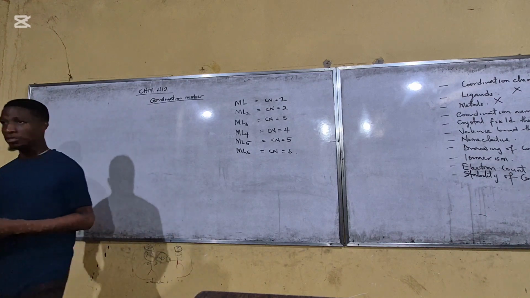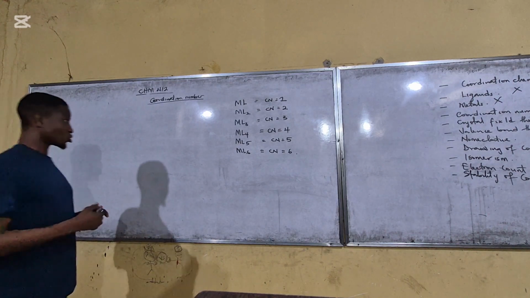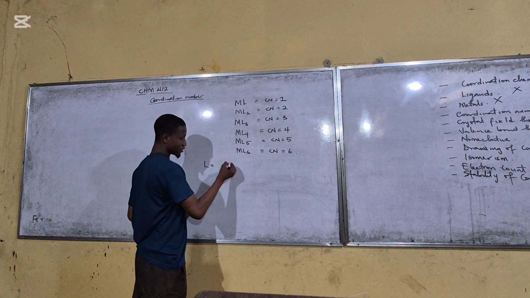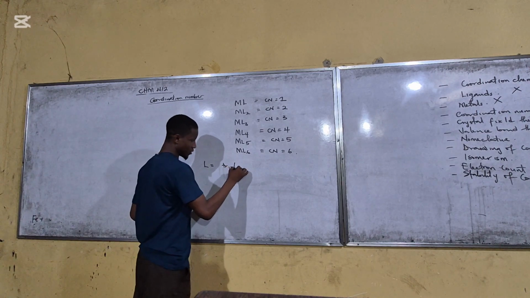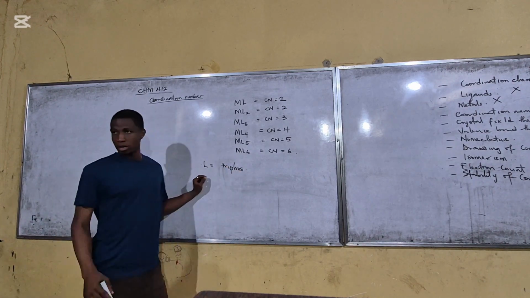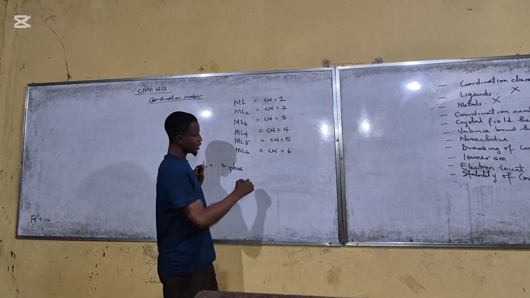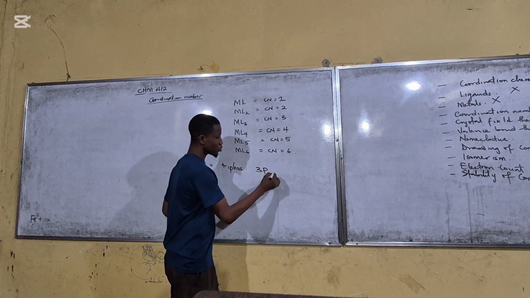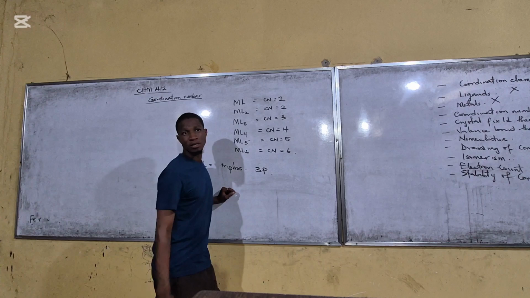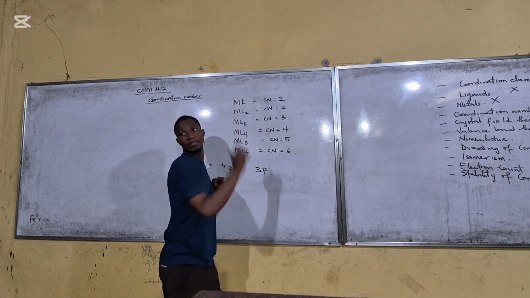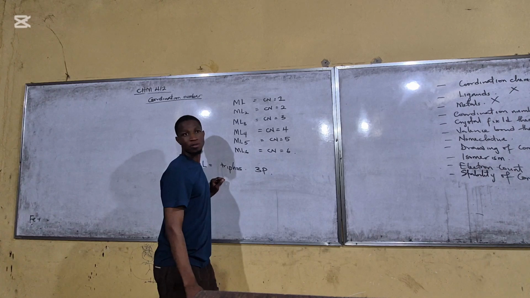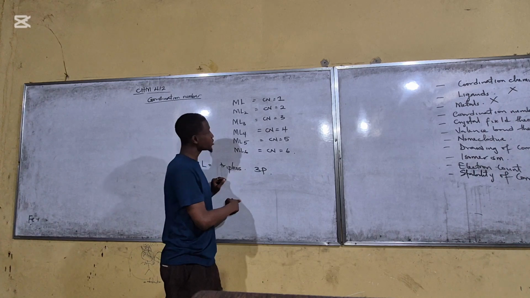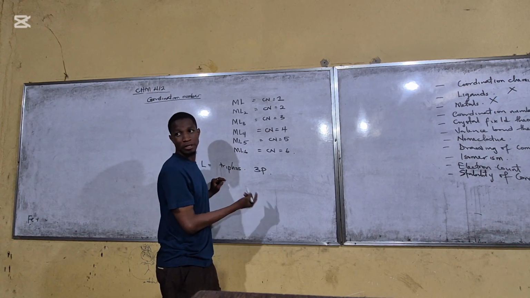Which would have been correct, only that the problem is some ligands could be, let's say, triphos. What if the ligand is triphos? We know triphos has 3 donor atoms. I mean, triphos has 3 phosphorus atoms to donate. So we will not be able to follow this again. Because if the 3 of them are bonded to the metal, are we still going to say that the coordination number is still 1?